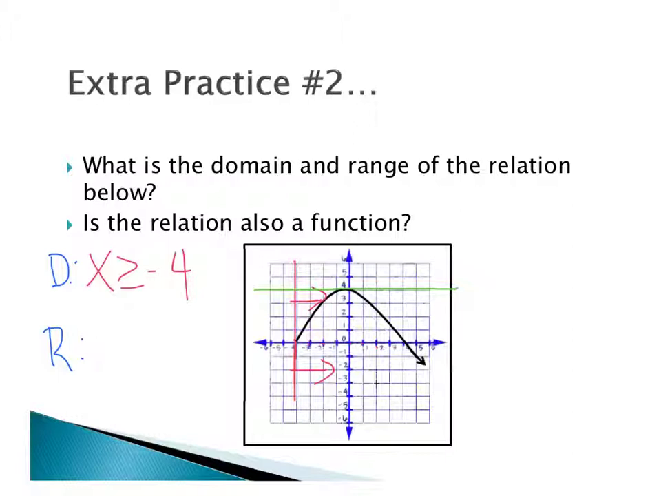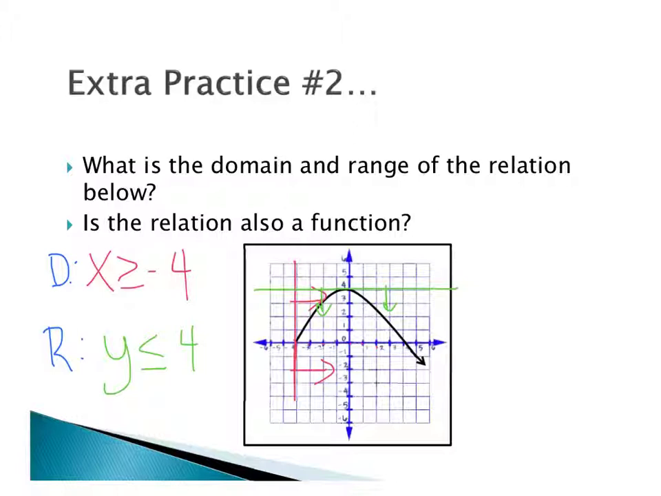Well, if I start at +4 and I keep going down, that means that my y's are going to be less than or equal to +4. So there's my domain and my range. My domain is x is greater than or equal to -4. My range is y is less than or equal to 4. If it helps you to draw out these lines and these arrows, make sure you do that each time until you really get the hang of it.